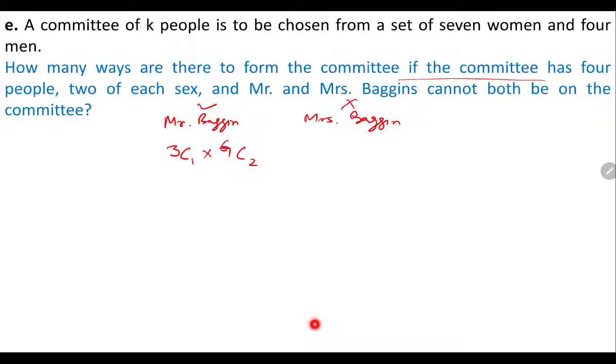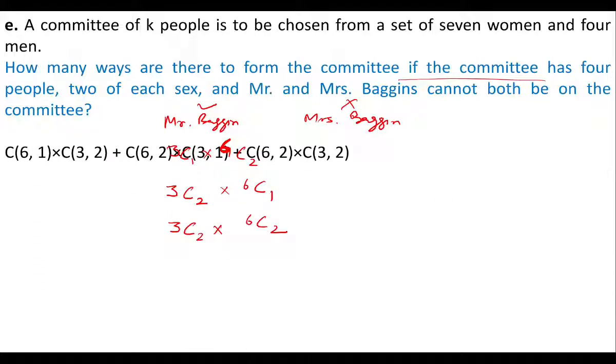Sorry, out of 6 women I need 2, because Mrs. Baggin cannot be included. In the second case, when Mrs. Baggin is included, then out of 6 women I need only 1, but out of 3 men, because Mr. Baggin cannot be there, I need 2. The last possibility is both cannot be there. When both cannot be there, then out of 3 I need 2, and out of 6 I need 2.